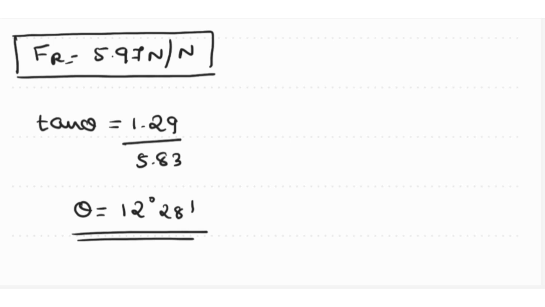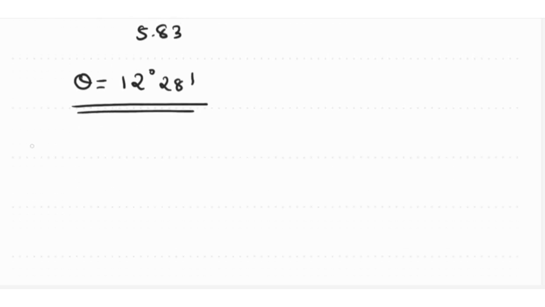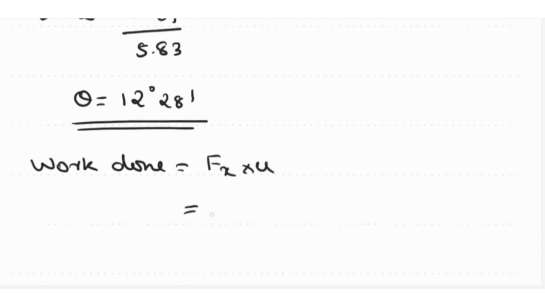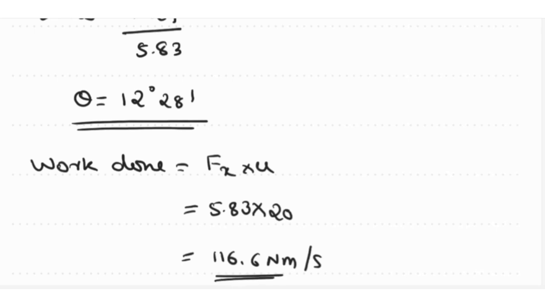Next we have to calculate work done. So work done is equal to Fx into u. So the Fx value is 5.83, u is 20. So if you solve, we'll get the answer 116.6 Newton meter per second.